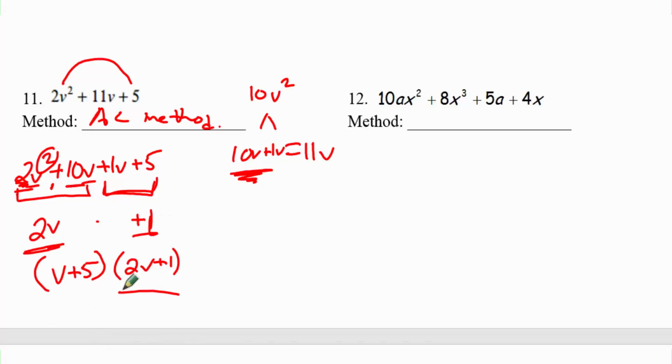Now, some teachers and students will write this in the other order, where you have a 2v plus 1 out front and the v plus 5 at the end. That is perfectly okay. Check them by distribution. Good luck.